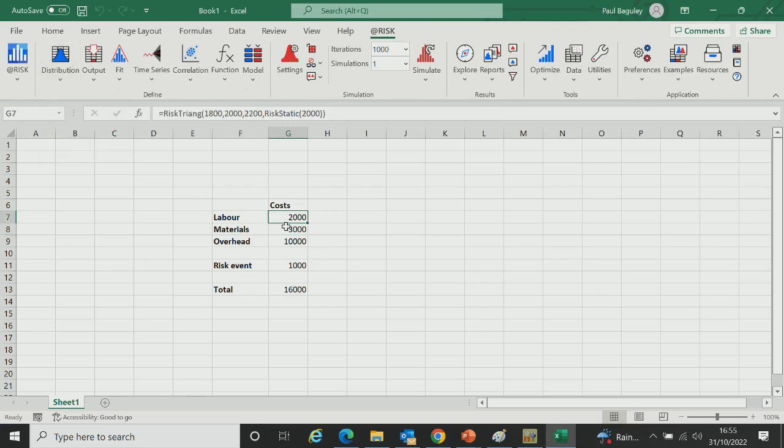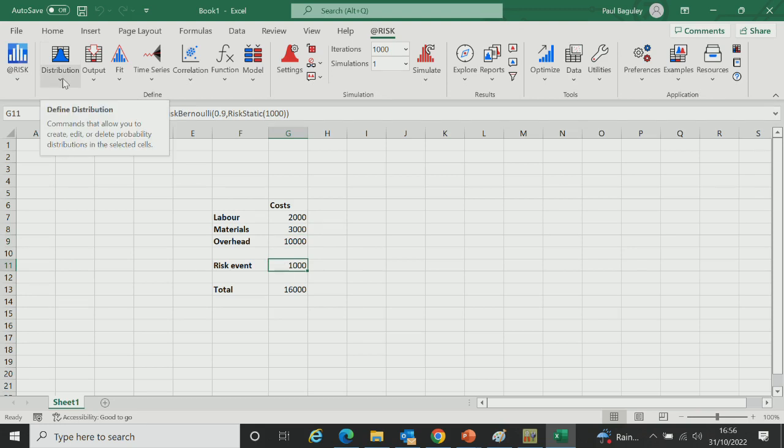Remember we have to guess at the three points: the optimistic, the most likely, and the pessimistic. And that tends to be quite subjective. There's a lot of subjective judgment that can go into that, or you could base it on historical data somehow. So instead of single numbers, we have probability distributions. And we have this event which may or may not happen, and we model that using a discrete Bernoulli, which is a zero or a one.